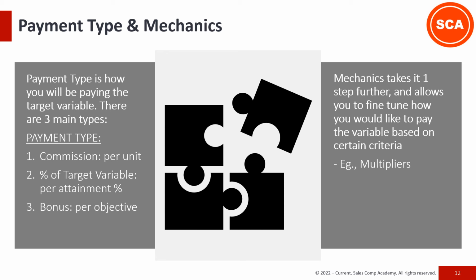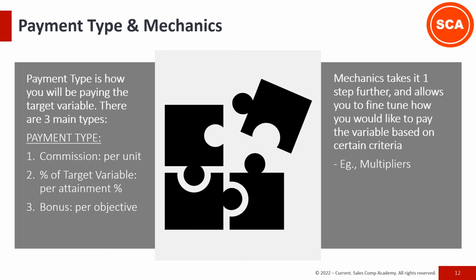There are generally three main payment types: commission, percent of target variable, or bonus. Commission is a payment type where the company pays a percentage of a sale or a flat rate per unit sold.